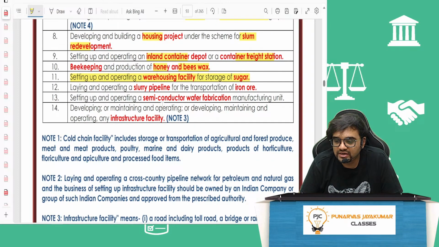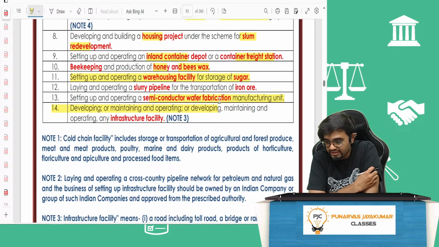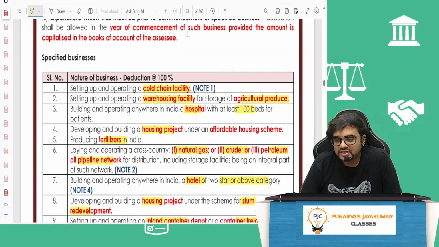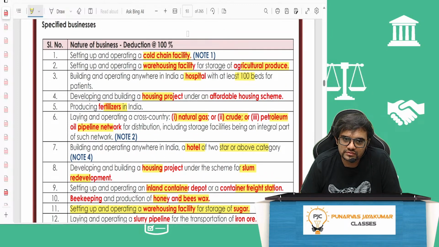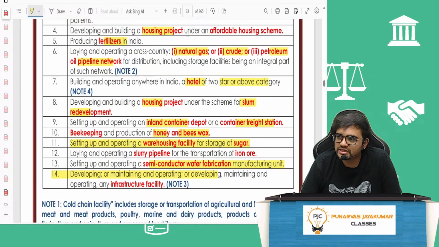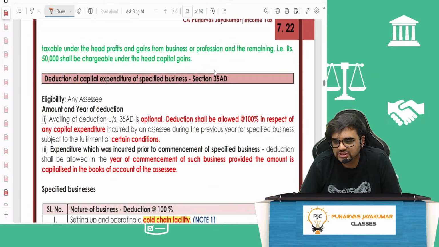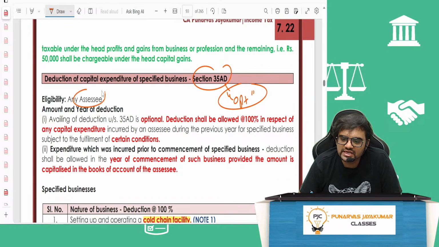Slurry pipeline, semiconductor wafer fabrication unit, that is nothing but your calculator chip, that chip manufacturing unit. And in this, infrastructure was not there at all. Adani, Ambani, etc. went to them and said, you have to insert infrastructure also. So very recently, 2 years ago, they inserted infrastructure facility also. So all these Ambani, Adani, whatever they do, they can all claim under 35AD. Mind you, 35AD is a section where you can opt for it. It's optional. Any assessee can opt for it. I have clearly given it here.